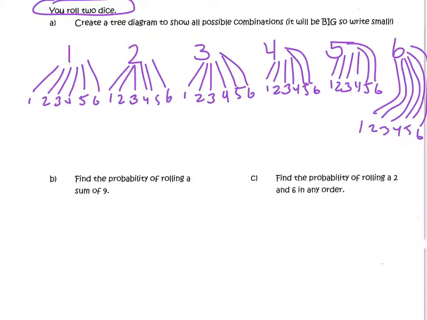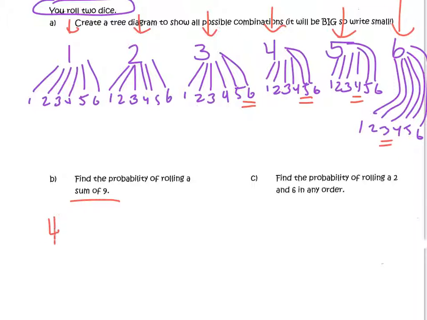Okay. All right, so find the probability of rolling a sum of 9. Well, that means it adds up to 9. If you look at the 1, 1 plus 6 would be the highest, and that only gets you to 7. So there's no sum of 9 there. If you look at a 2, 2 plus 6 only gets you up to an 8, so that doesn't work. 3 plus 6 gives you 9, so that's one combination. 4 plus 5 gives you 9. 5 plus 4 gives you 9. And 6 plus 3 gives you 9.